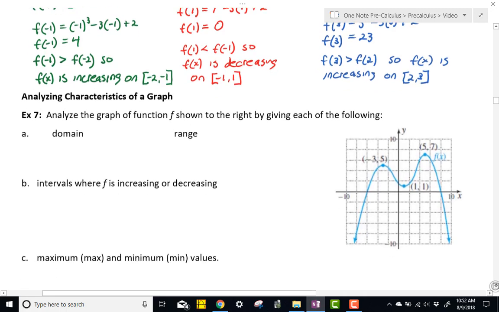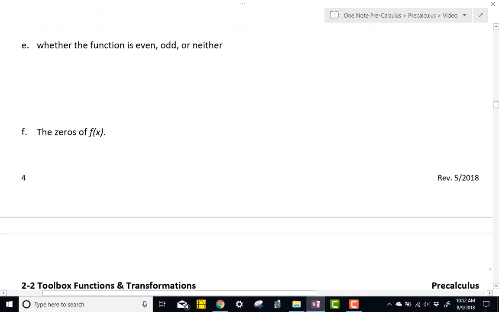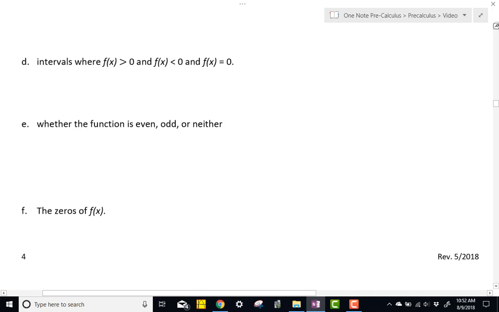All right. Looking at some more characteristics of the graphs here.